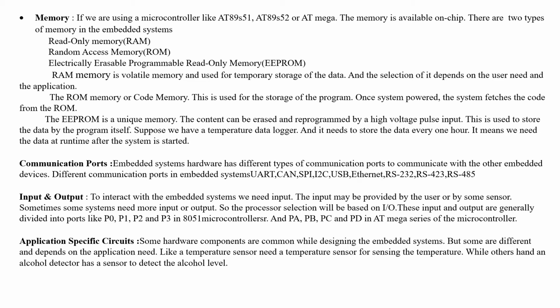Application specific circuits. Some hardware components are common while designing the embedded system, but some are different and depend on the application need. For example, we use a temperature sensor for sensing the temperature, as well as an alcohol detector to detect the alcohol level. So as per the application need, we can add the sensors in our embedded system with the help of application specific circuit.